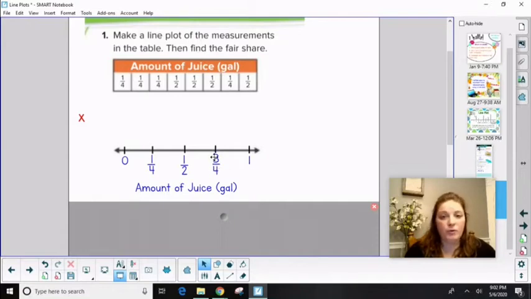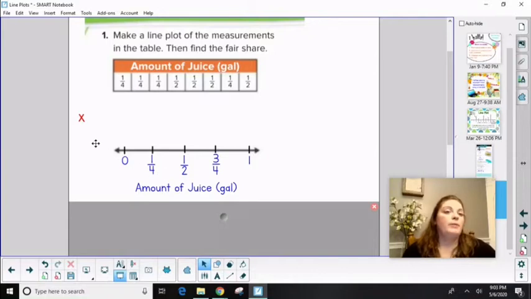Now remember, 3/4 is not part of my data, but I can still put it there just so it makes more sense to me. You don't have to put it there though. But what you do need to do is make sure that this is to scale. You would not have a fourth really, really close to a half. So you have to be careful, and that's the tricky part. I've also given a title to my line plot, and I've used the same title for my table, amount of juice in gallons. That's what these fractions represent.